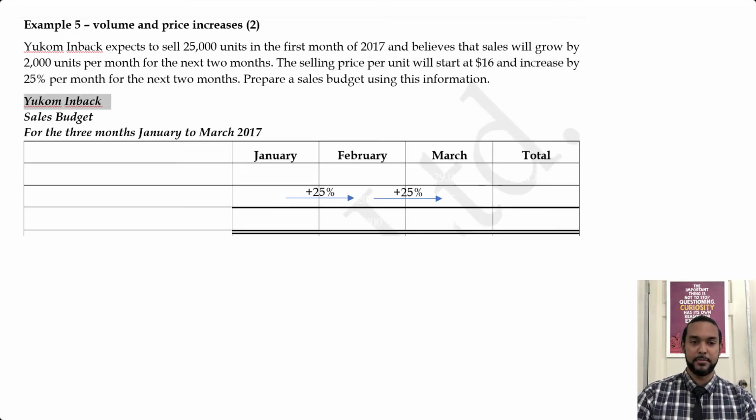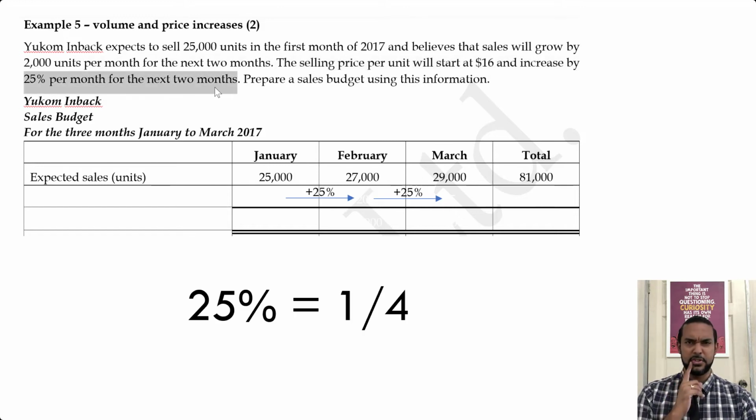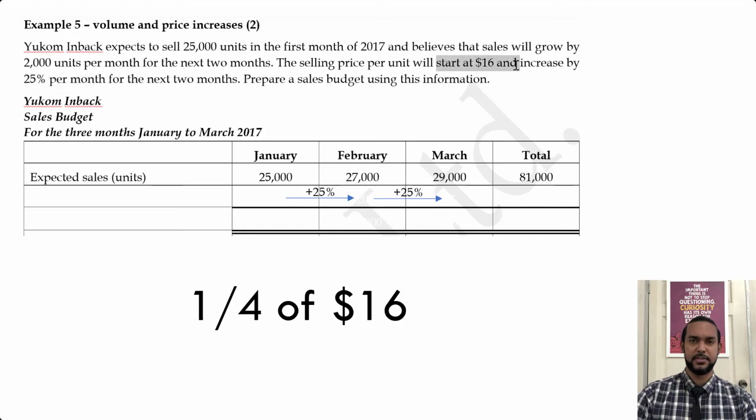So again, sales budget for the 3 months, January to March 2017. The first thing we're going to put is the sales units. So it's 25,000 in the first month and then increase by 2,000 per month thereafter. So 25 plus 2 is 27, plus 2 is 29. Let's see if we have those figures here. All right, so yes, 25 in January, 27 in February, and 29 in March. Sorry about the crowding with the highlighting there. Now, the selling price. It starts off at 16 in January and increases by 25% per month for the next 2 months. 25% is a quarter, so a quarter of 16 is 4.